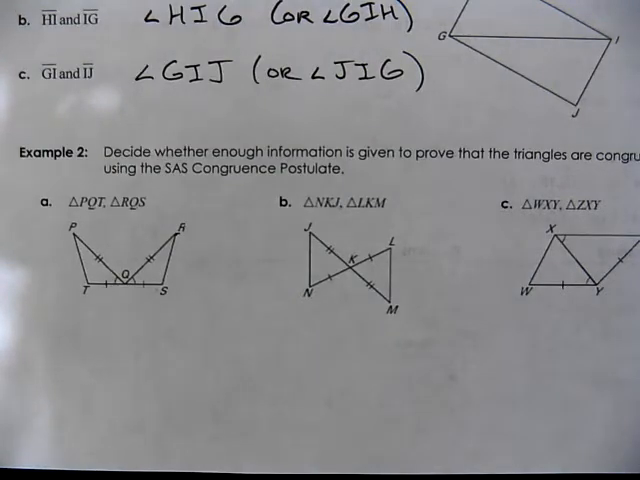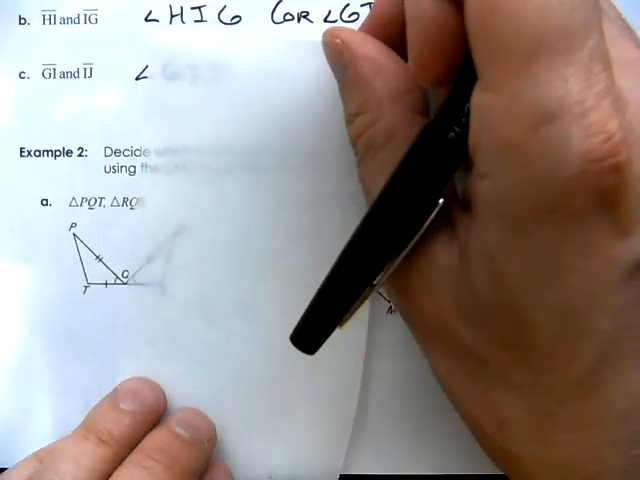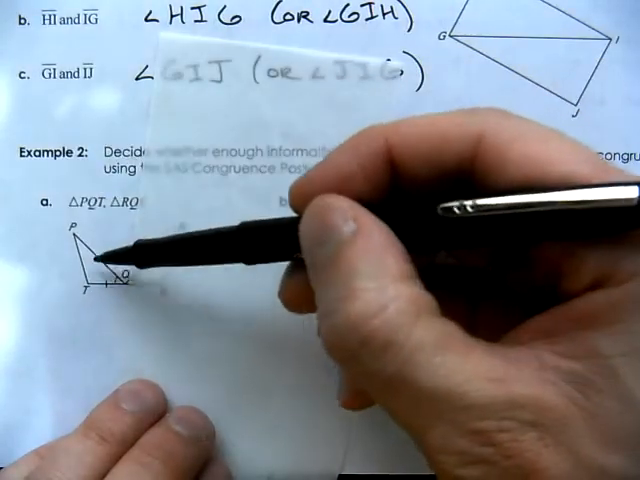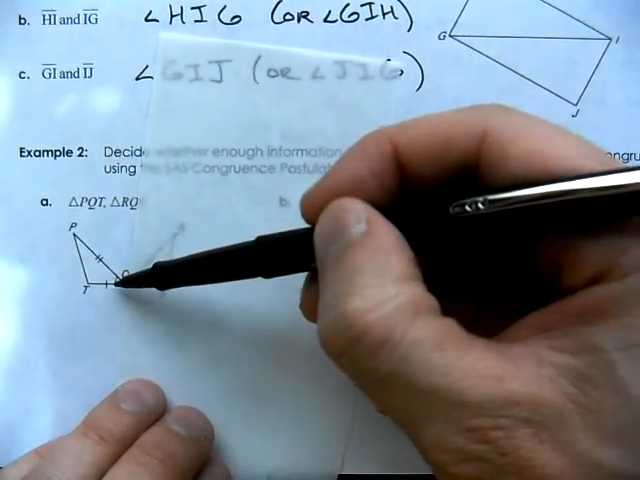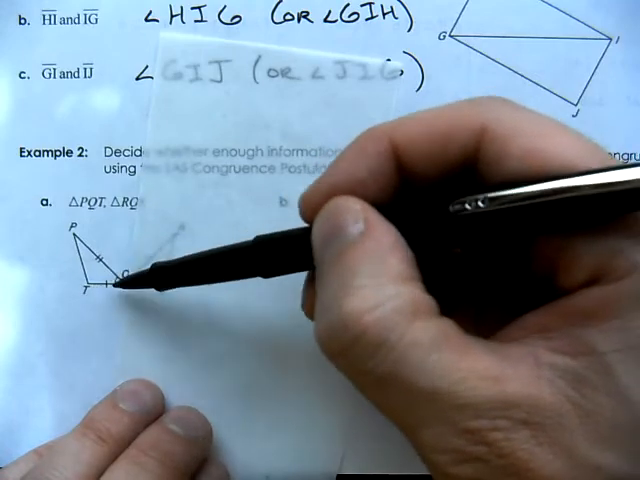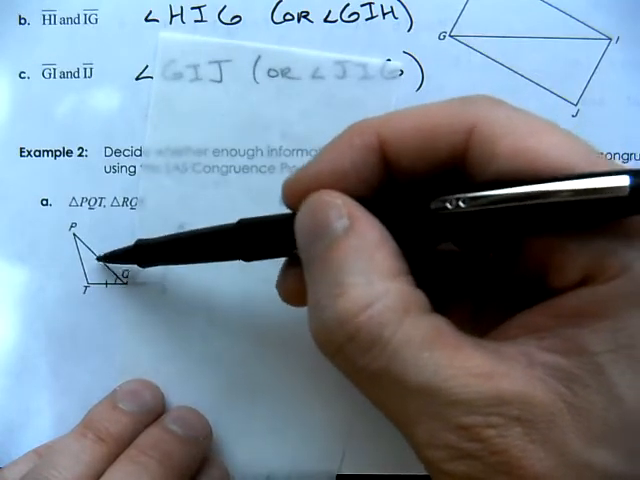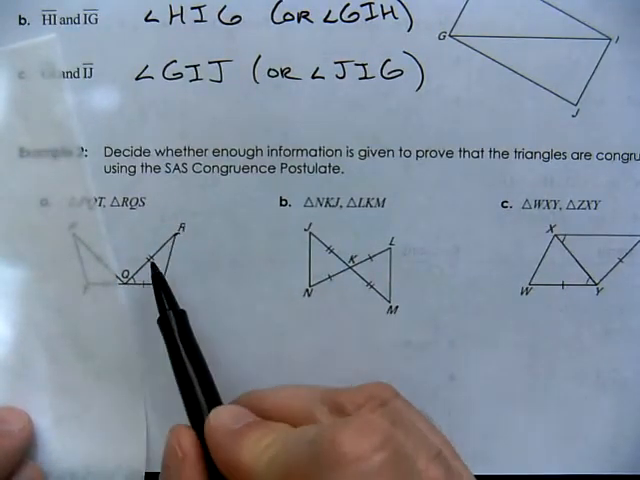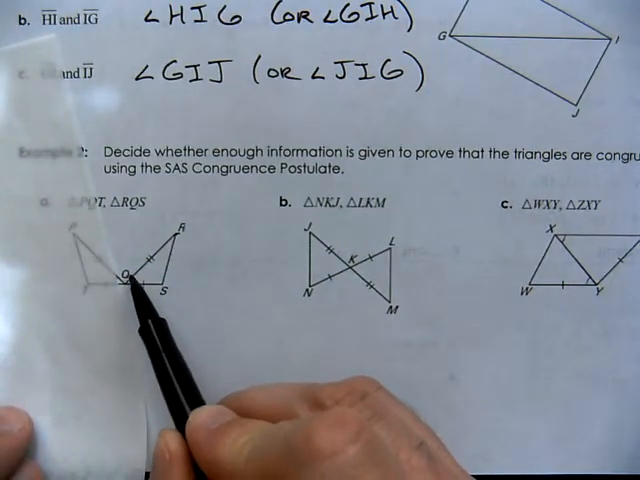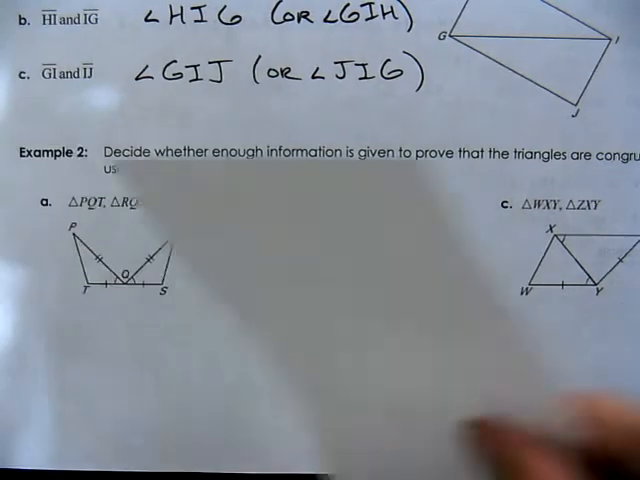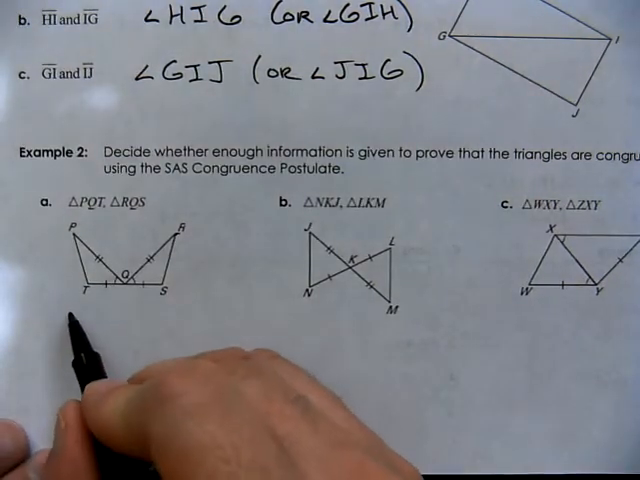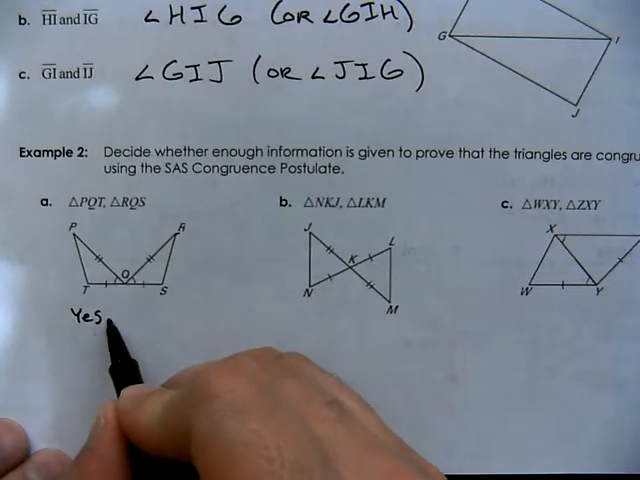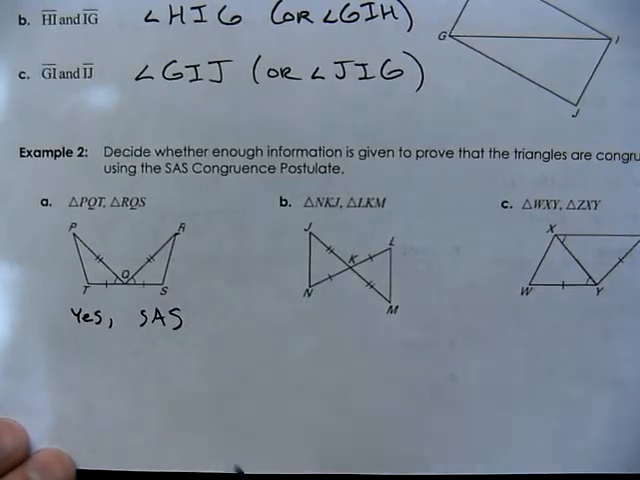Sometimes it helps to cover up one of the triangles and just look at one triangle at a time. So I see two sides, and I see an angle between the two marked sides. Think of it as touching the two sides with the markings. Same with this triangle on the right-hand side. I see two sides that are marked, and I see an angle that is touching those two marked sides. So this is a yes. We do have enough information. We do have the side-angle-side pattern.